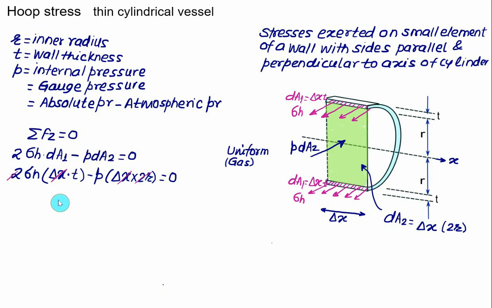So we'll get the expression for the hoop stress sigma h, and this value of hoop stress is equal to P multiplied by the internal radius r. Remember, the P must be the gauge pressure, and divided by the thickness, that is the wall thickness t. If we replace the value of r equal to d by 2, in that case we will get the hoop stress equal to P multiplied by internal diameter d divided by 2 times t.